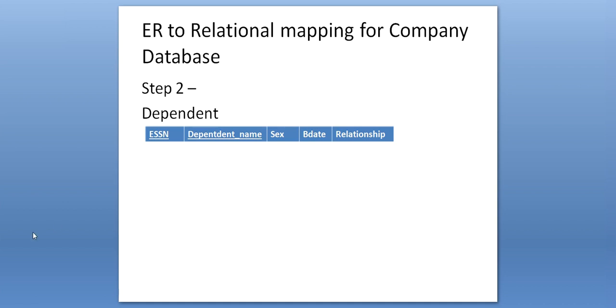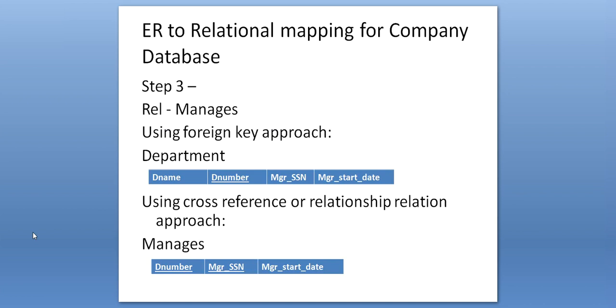Now let us see step number three. In step number three, we have to map the binary 1:1 relationship, isn't it? Binary 1:1 relationship. So let us see the ER diagram again. In the ER diagram, we can see that there is only one binary 1:1 relationship, and that is Manages. Manages is the relationship for which we are going to do the mapping. And we can see that this Manages relationship type has an attribute, that is start date.